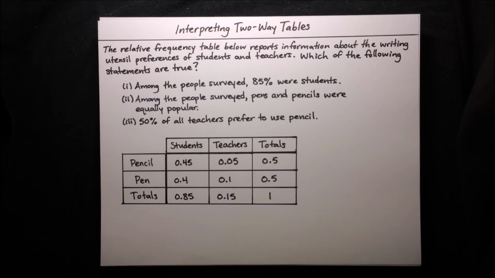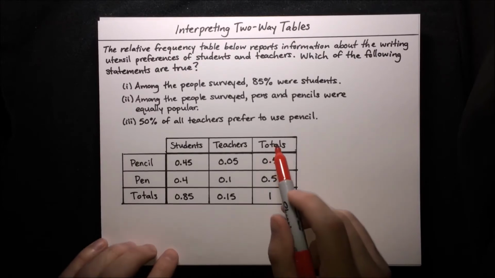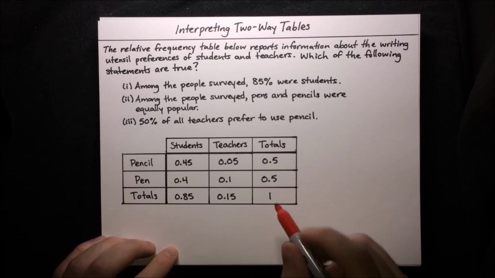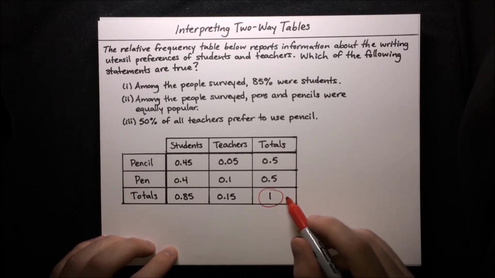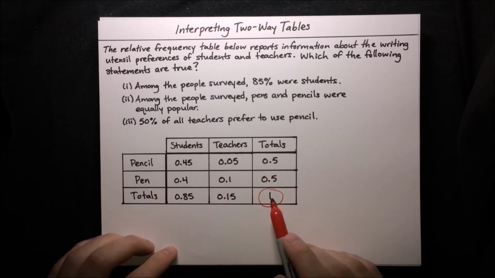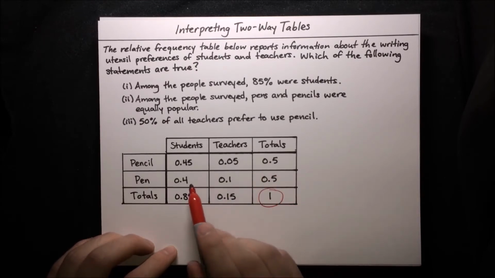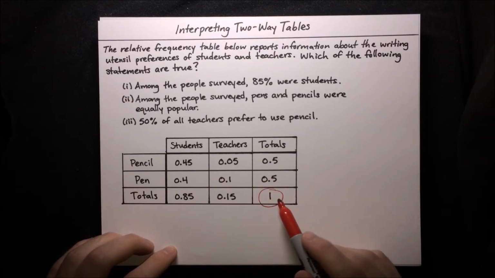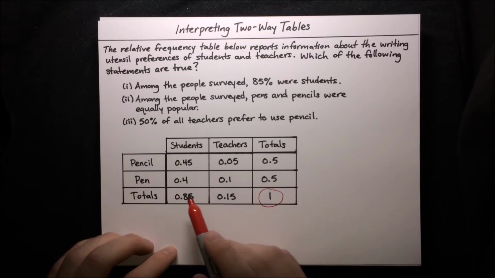Alright, where in the table do we find the total number of people surveyed? Well, that's in the totals of the totals column, and that's just 1. Now that doesn't mean just one person was surveyed. Actually, looking at the rest of the table, we've got some decimals here. So what the table is really telling us is these decimals all represent portions relative to the whole. The whole is like 100%, and you can think of these decimals as percents also.